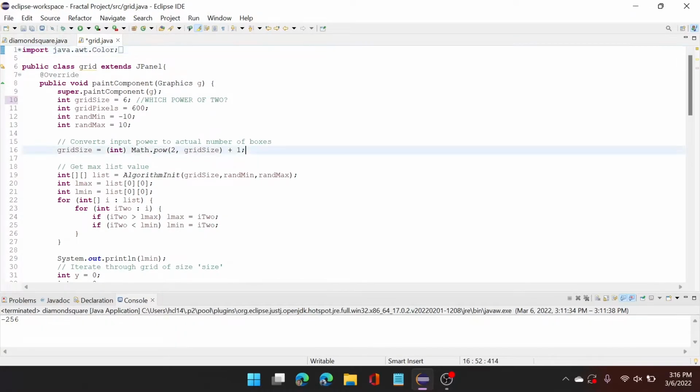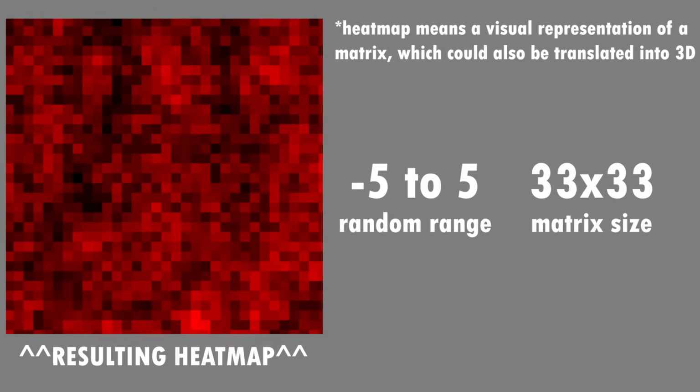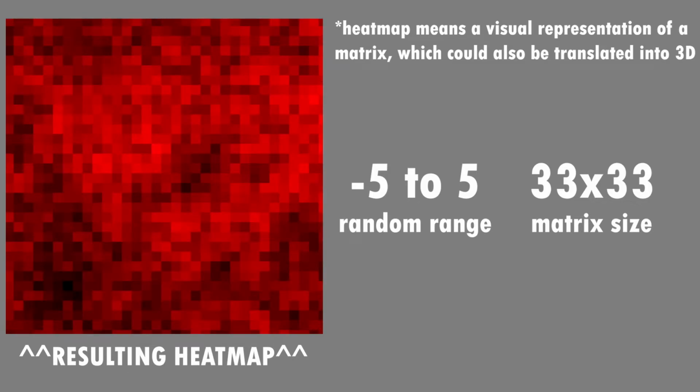For instance, this is what happens when we run the program with a grid size of 33 by 33, and our random numbers are ranging from -5 to 5 inclusive. As you can see, the height maps vary widely, even with no change to the initial values. However, we can still notice some patterns that occur when we reduce and increase the random range, still keeping it centered on 0.